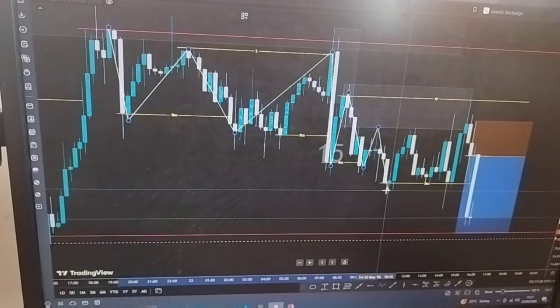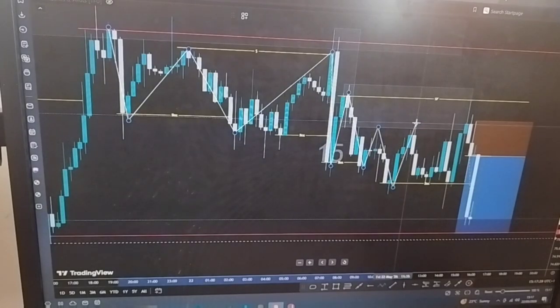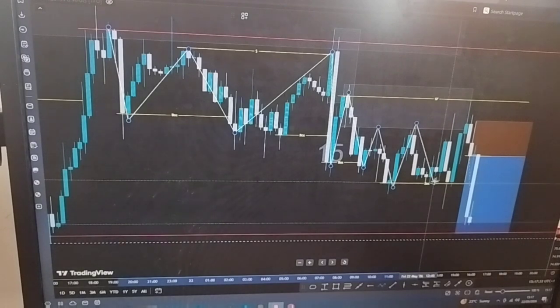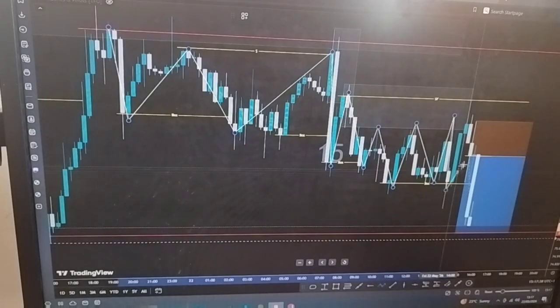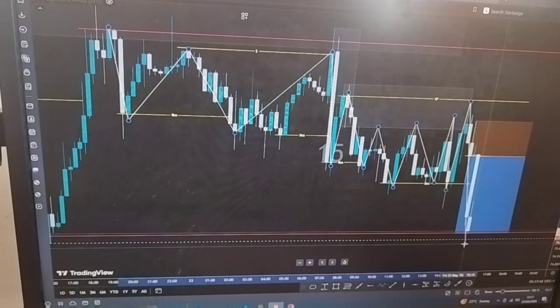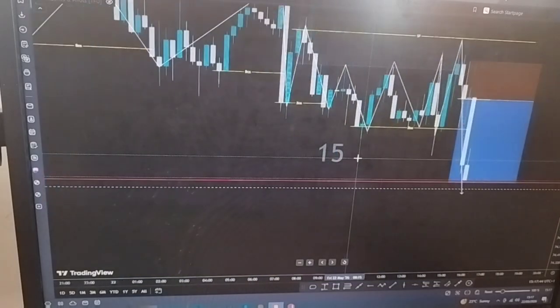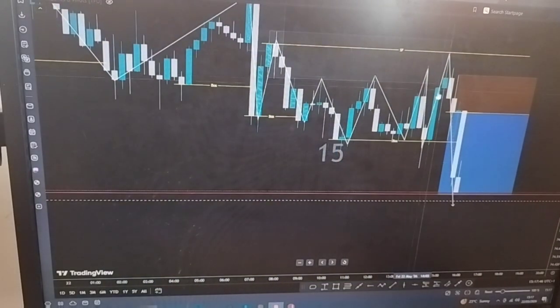Okay, dropped down, returned again, mitigated the same level, dropped down, returned up again, mitigated the same level, dropped down, then returned up again, mitigated the same level, and then this drop. Okay, now how did I decide to still sell here?